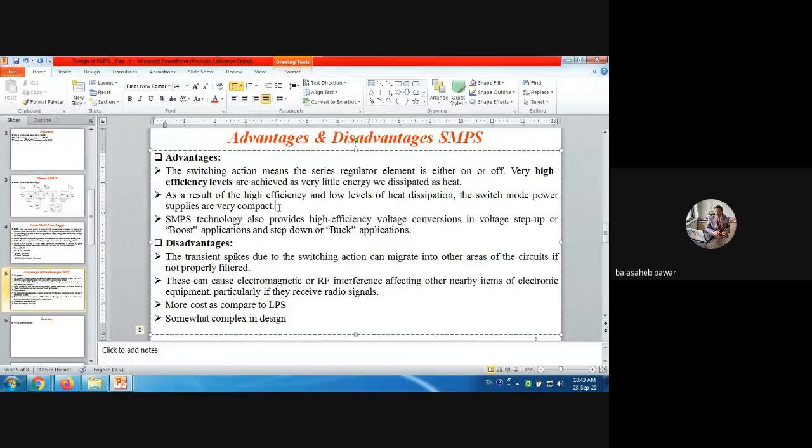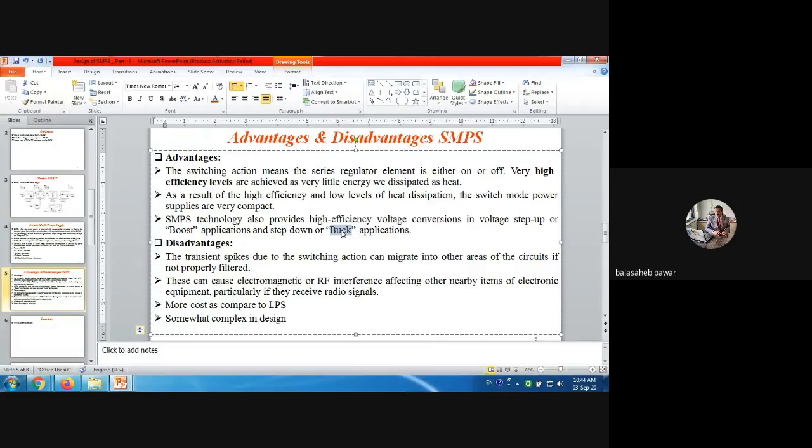Similarly, SMPS technology also provides high efficiency voltage conversion in step up, known as boost application. That means again it is a DC to DC converter, but the output DC will be somewhat more than that applied, and that's why it is known as a boost converter. Similarly, there are buck converters, where the output is less than the input. Whatever discussion we have done is just like a buck converter. Input is 207 in our example, and output is just 5 volts. So whatever discussion we have done is of the buck type of converter.